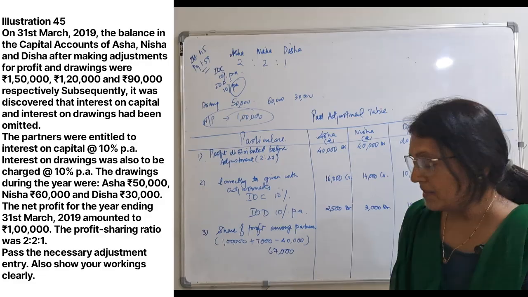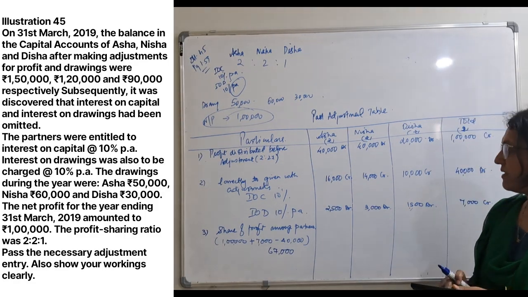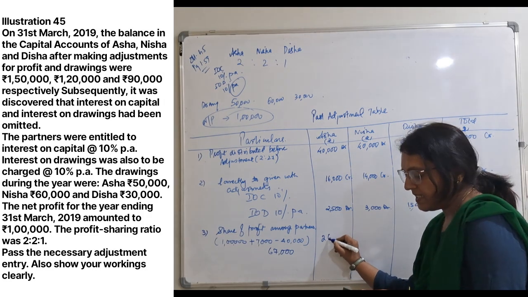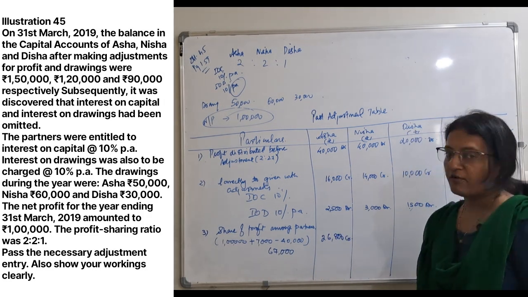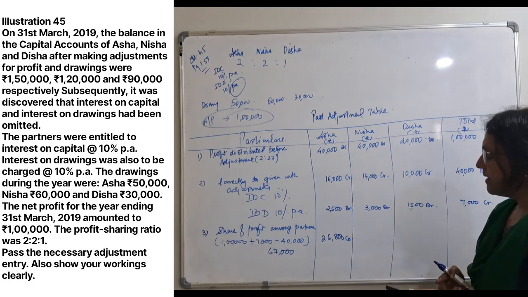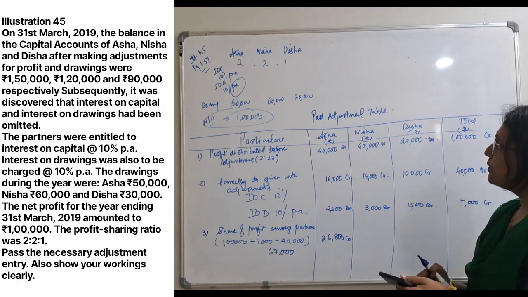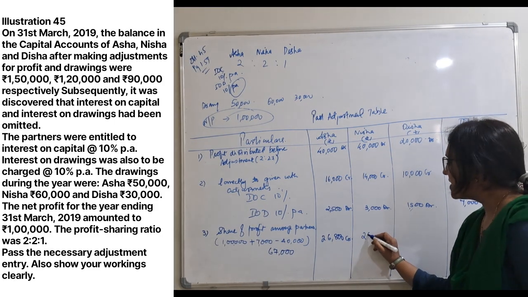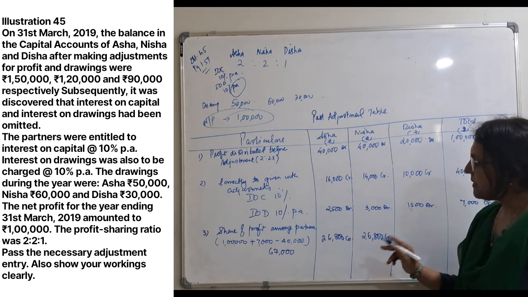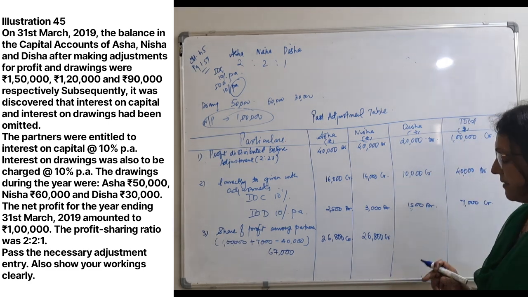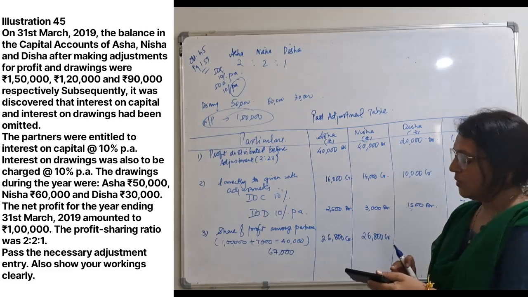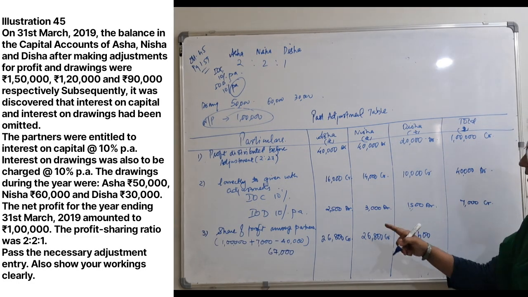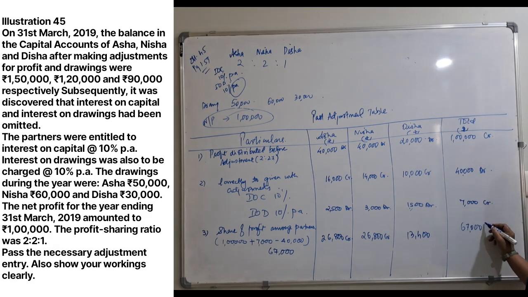This is actually 67,000. 1 lakh 7,000 minus 40,000. Sorry, it is 67,000. Now we are going to give it to Asha. 67,000 into 2 divided by 5. She gets 26,800 as share of profit. Next is Nisha. Nisha 67,000 into 2 by 5. Same amount, 26,800 credit. Next is Disha. Disha will be again 67,000 into 1 divided by 5. She gets 13,400. And here for 67,000 we are going to show debit.